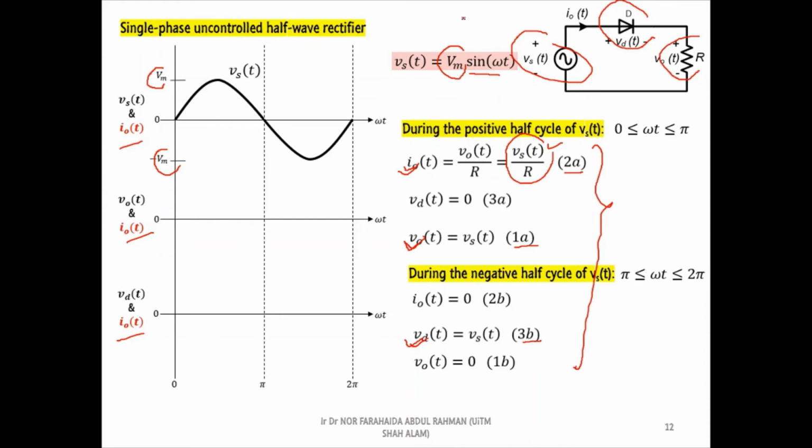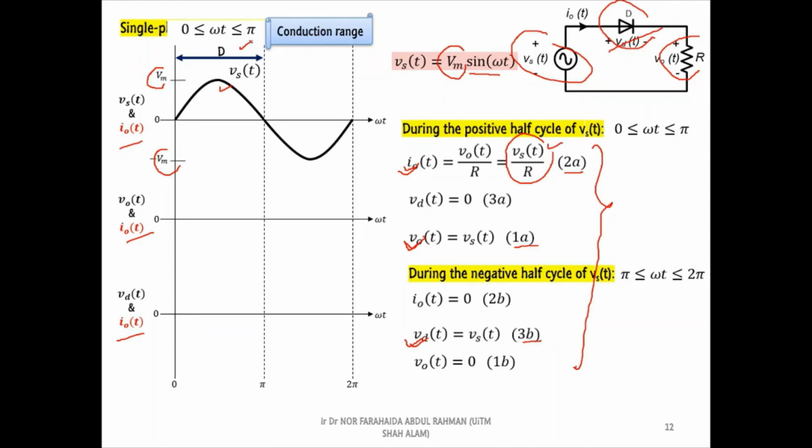As discussed before, only during the positive half cycle of the supply voltage, diode D is in forward bias. Thus, we can use an arrow to label the range of the forward bias on the graph. So, we will know that the diode will conduct current only in this range. This range, which is in between 0 to pi, is known as the conduction range of the diode.